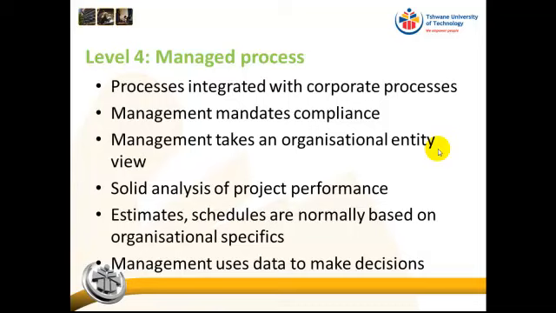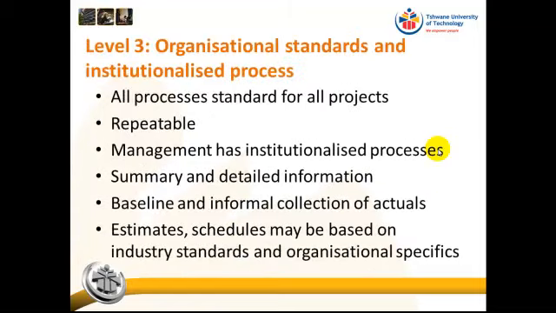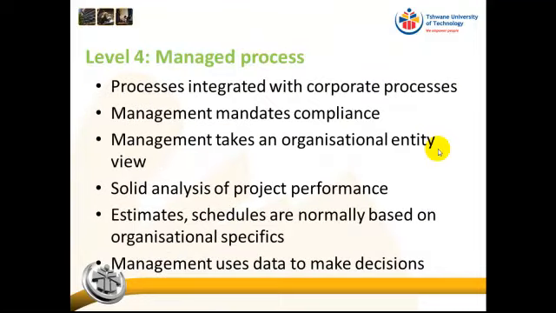All right, so level 4 is a managed process. Our processes are now integrated with our corporate processes. The problem with level 3 is that we have a standard for project management, but our financial system, our quality system and our configuration management system, for example, are not necessarily integrated with the project management process. Whereas at level 4, everything is integrated. So if I want to know the configuration management status on my project, I should be able to find that out by a click of a button.